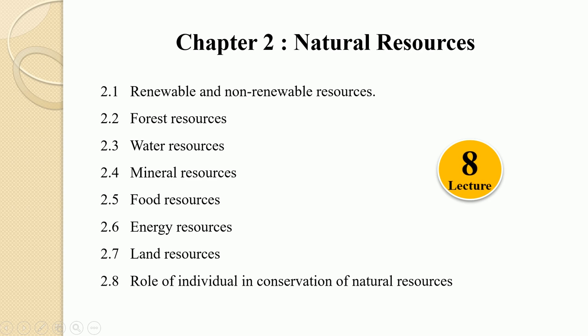Each and every individual can contribute to the conservation of natural resources at their own level, and hence it is very important to discuss what exactly the role of the individual person is in the conservation of these resources. There are a total of 8 lectures allotted to this chapter, natural resources.